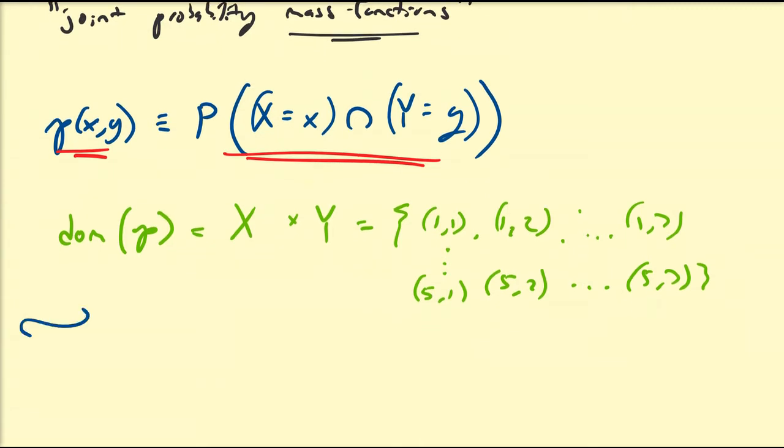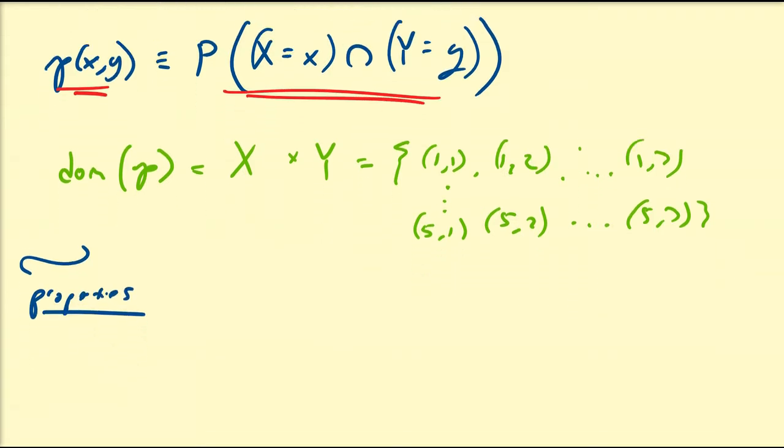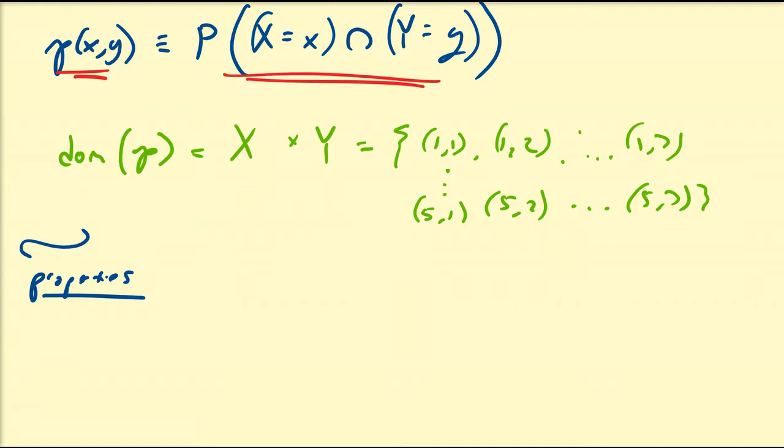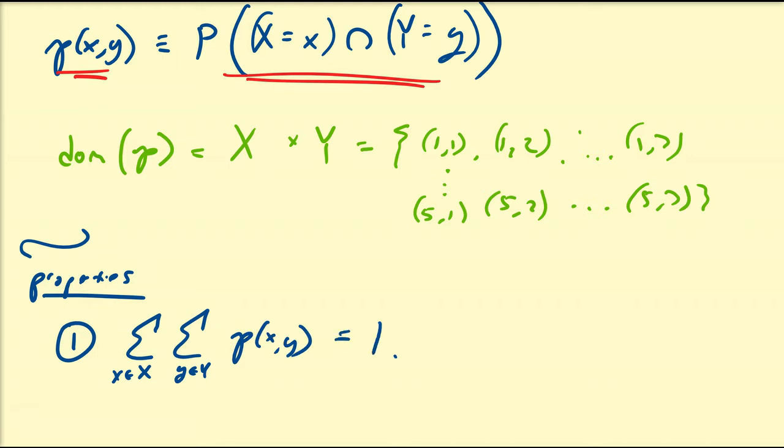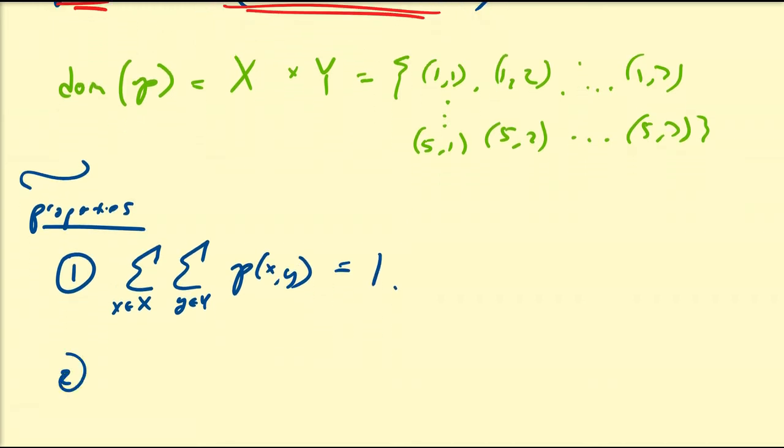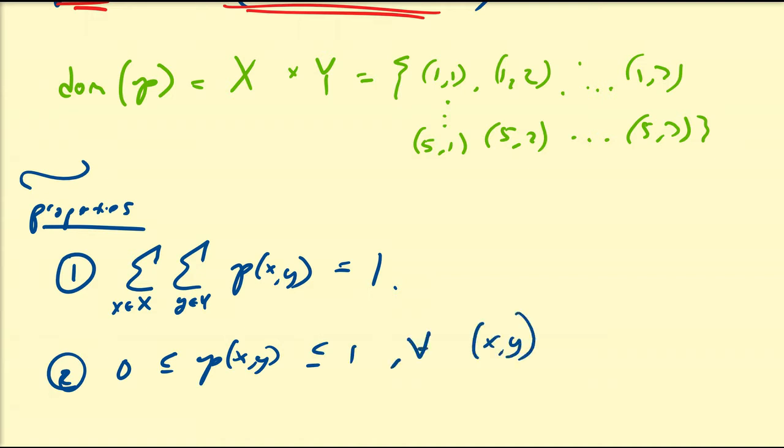All right, so a couple properties that are going to be associated to joint probability mass functions are going to be similar to the ones for single variable functions. So the first one is the sum across all x and all y of this joint probability mass function has, of course, to be equal to 1. And 0 is less than or equal to p(x,y), and that's going to be less than or equal to 1, and this has to be true for all (x,y) in the Cartesian product of X and Y.